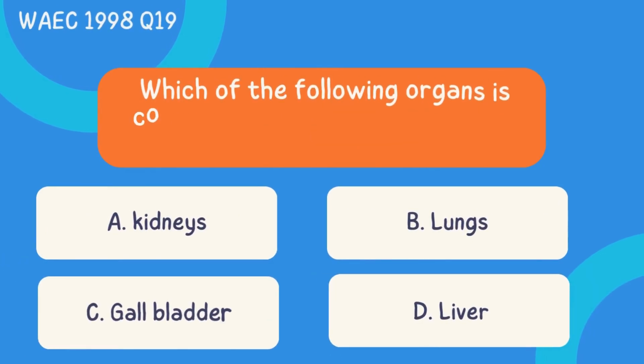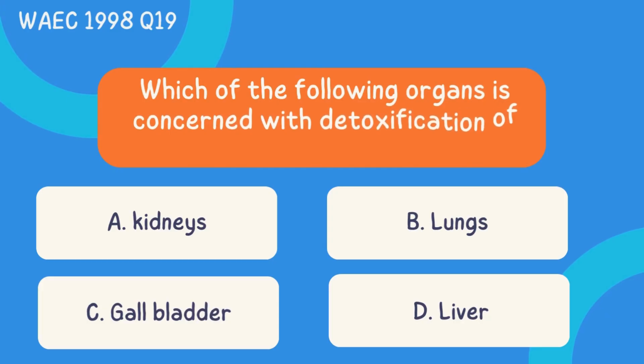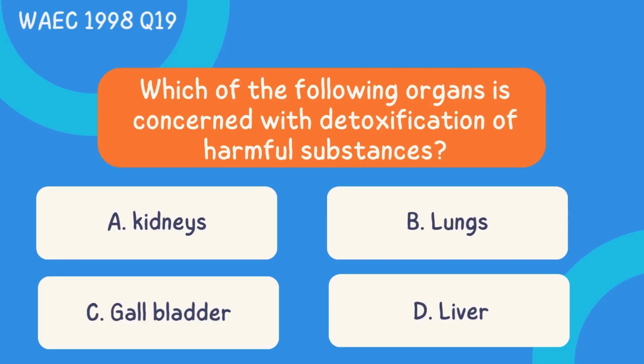The correct option is option D, production of bile. Option A, production of urine, B, maintenance of acid-base balance, and C, osmoregulation, are all functions of the kidney in homeostasis. However, D, which is our answer here, is a function of the liver and not of the kidneys.